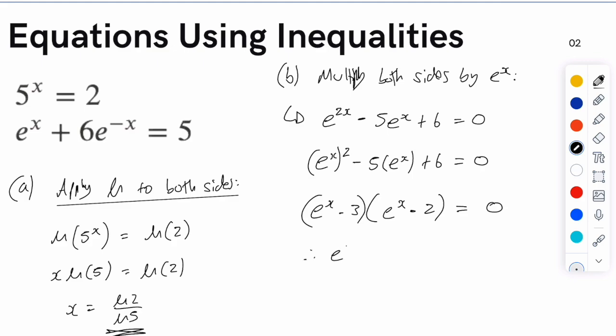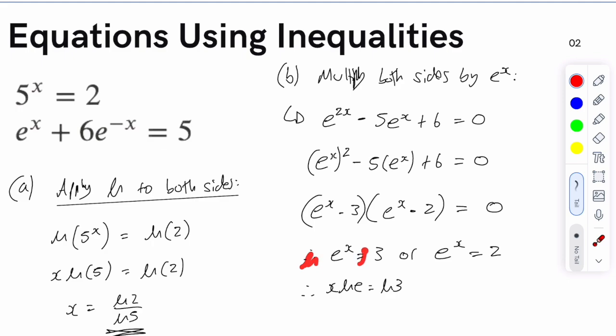So therefore, e to the x is going to equal 3, or e to the x equals 2. We take ln of both sides, and we get ln e to the x is equal to ln 3, which means if we take the x down, we get x ln e is going to equal ln 3, which means that x is going to equal ln 3.